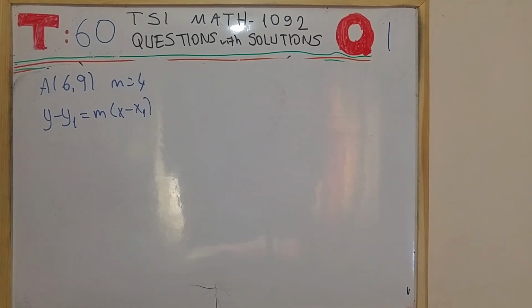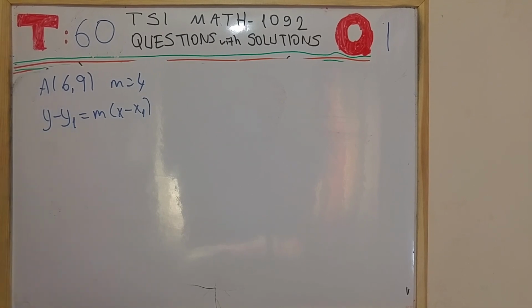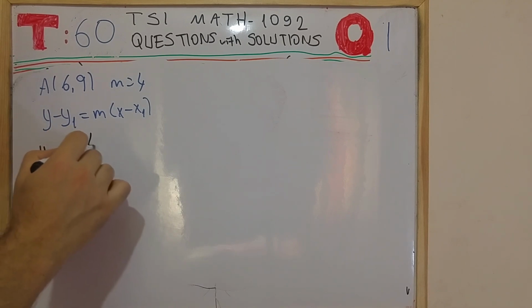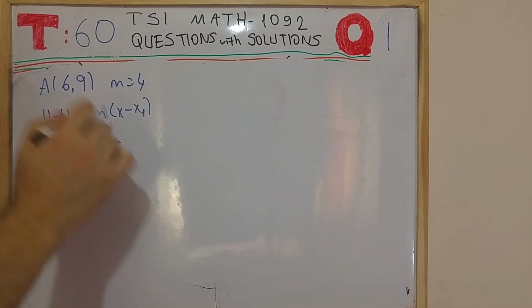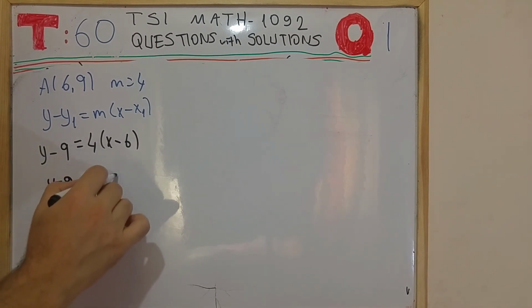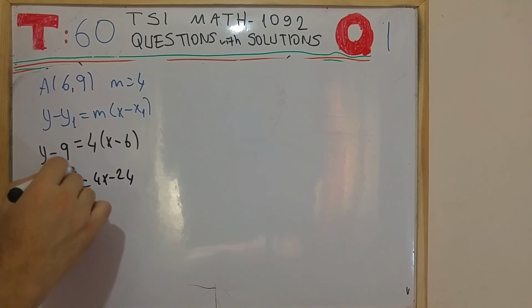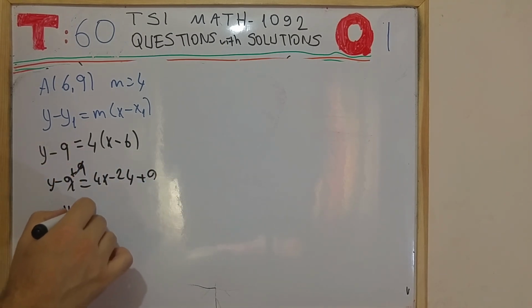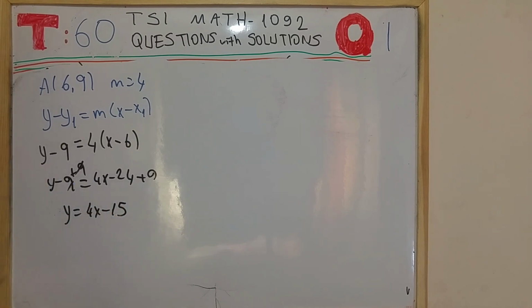The equation of a line with a known point and slope is given with this formula, as you probably remember. Let's calculate it. y minus 9 is equal to m times (x minus x1). So y minus 9 is equal to 4x minus 24. When I add 9 to each side, y is equal to 4x minus 15.